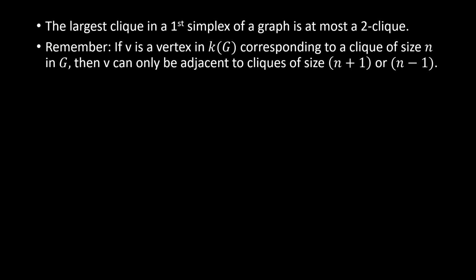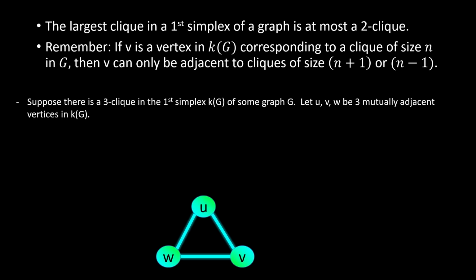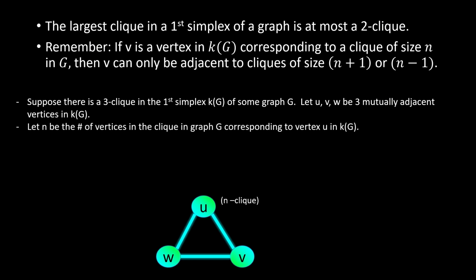Why does this rule mean that the largest clique in a first simplex of a graph is at most a 2-clique? Well, suppose that a 3-clique existed in the first simplex of some graph. Then there are 3 mutually adjacent vertices u, v, and w in this simplex graph. Now let n be the number of vertices in the clique corresponding to u in the original graph. Then the clique corresponding to vertex v has either n plus 1 or n minus 1 vertices, and the same goes for the clique corresponding to vertex w.